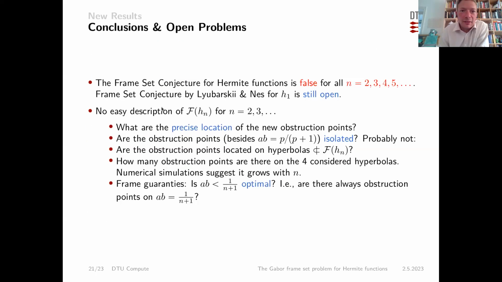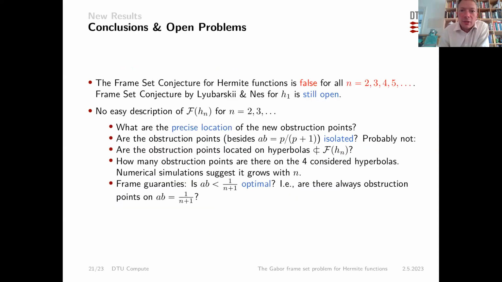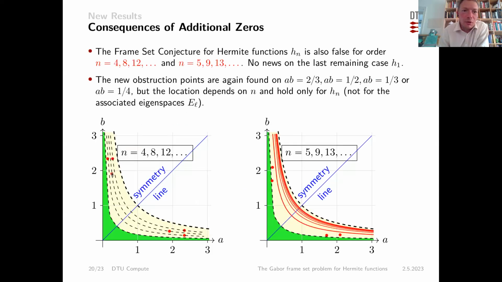But more importantly, there's no easy description of the frame set of the Hermite functions, except possibly for, okay, it's easy for n equal to 0, perhaps also for n equal to 1, but certainly not for all the other orders. And one can ask, what are the precise locations? So these new points here, I can only give an upper and lower bound on the point, but not exactly where it's located. So that would be one open problem. Another one would be: are these points isolated points? Are they really just a single point in an area where we have the frame property?